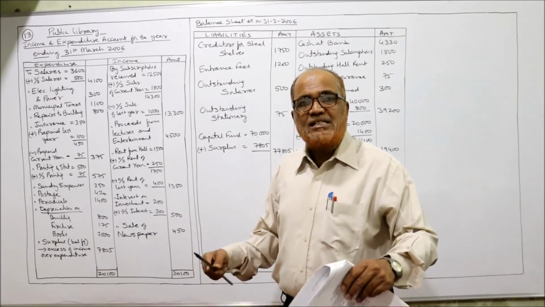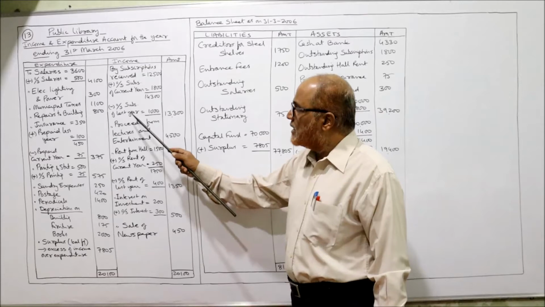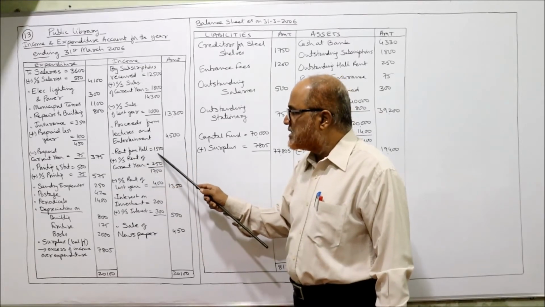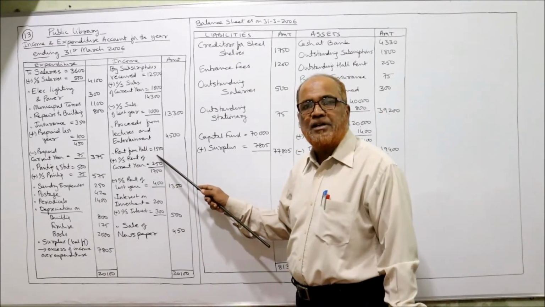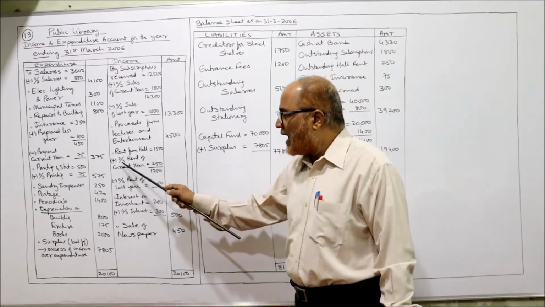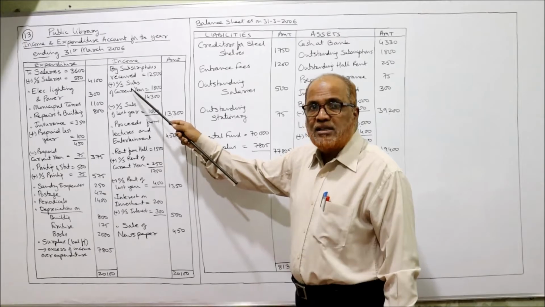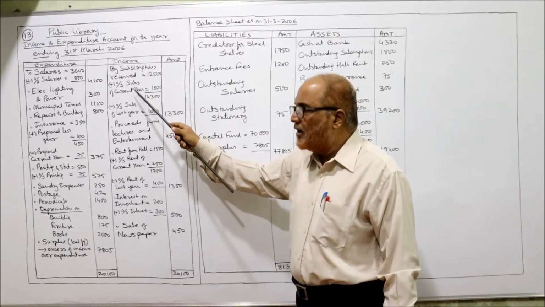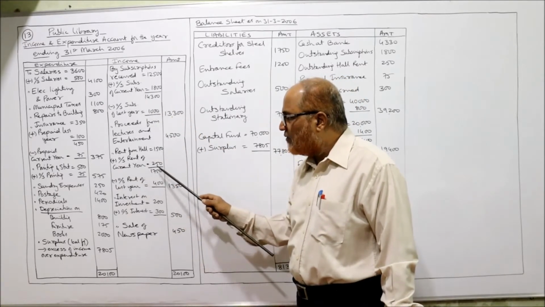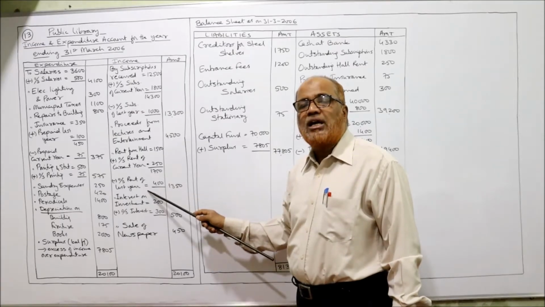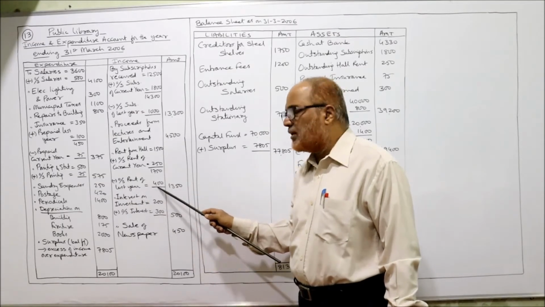So how much rent is received of lecture hall? Here you can see rent from hall received 1500, given in the receipts and payments account. To this you add outstanding rent of current year, just like subscription. In subscription, current year outstanding we have added, so rent also current year outstanding we add. Similarly, outstanding rent at the beginning of the year will be deducted.